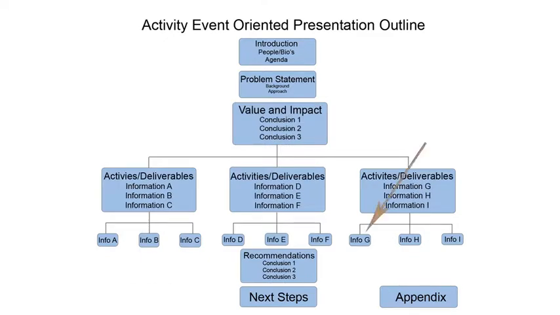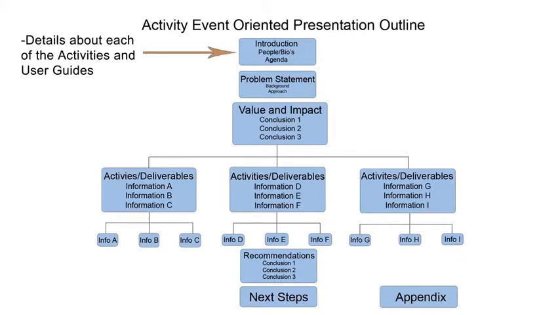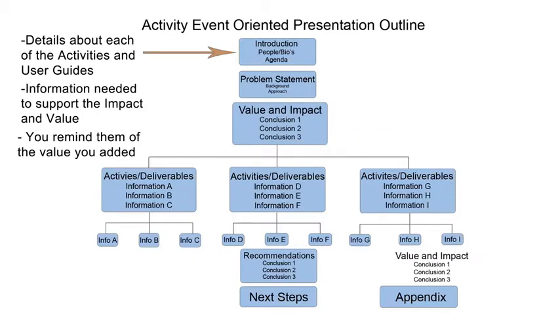For information, you show the activities and the event schedules that you did to create the deliverables that added value. The info slides can give details about each of the activities and guides, or any information needed to support the impact and value improvement indicated. The intro slide can give details about each of the activities and users' guides, or any information needed to support the impact and value improvement indicated. Then, you remind them of the value you added by repeating the lead value slide.